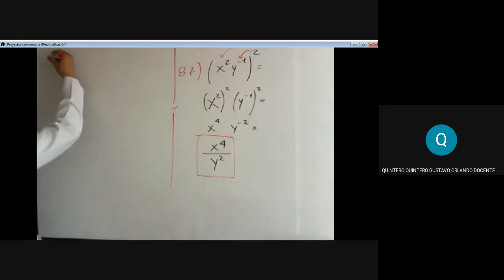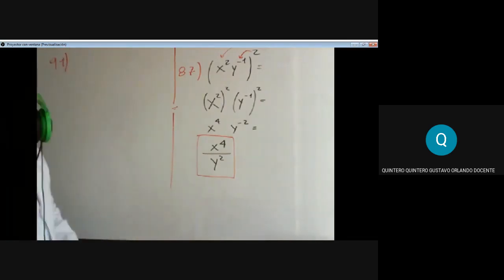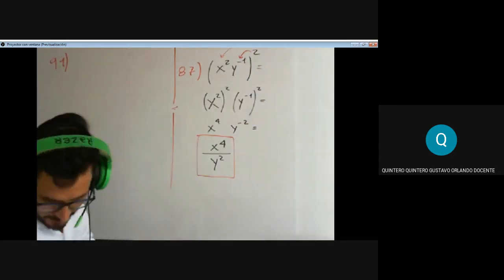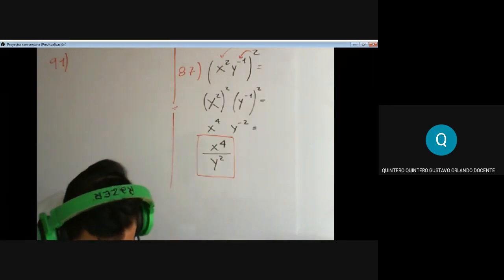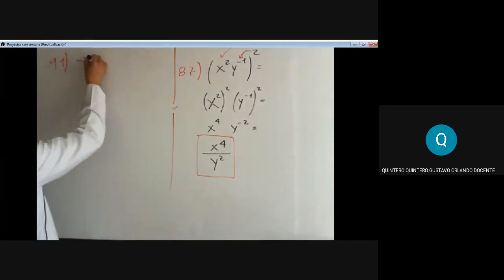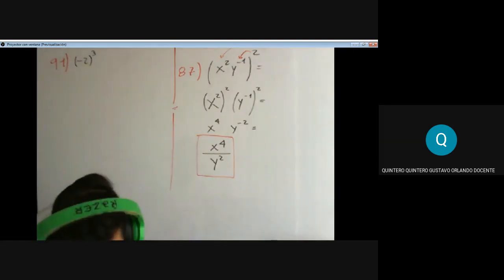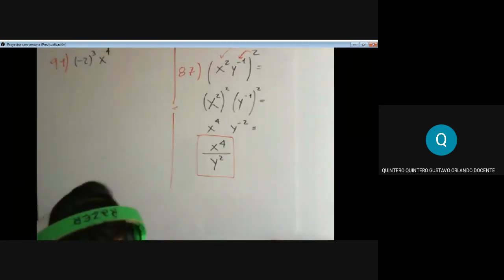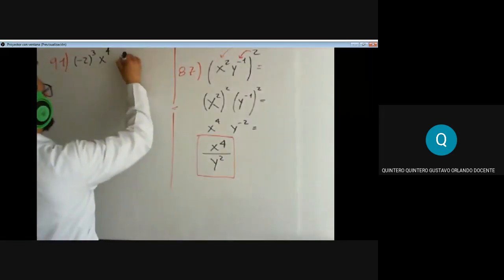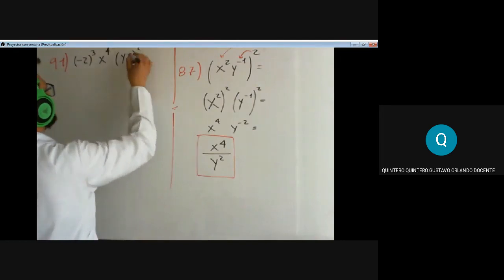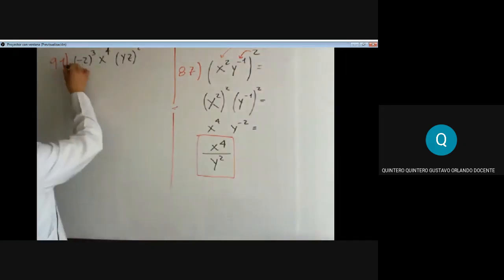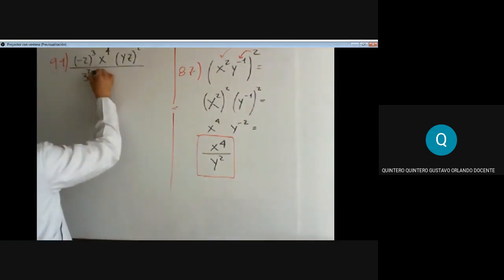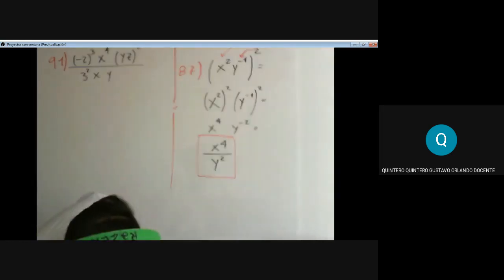All right, question 91. Let me take a look at the question. Oosh, it's a big one. Negative 2 to the 3, by x to the 4, by yz to the 2, all of that over 3 to the 2x, y to the 3z.